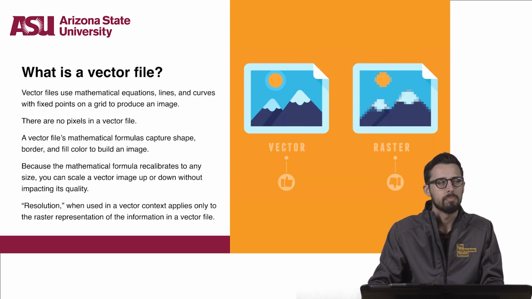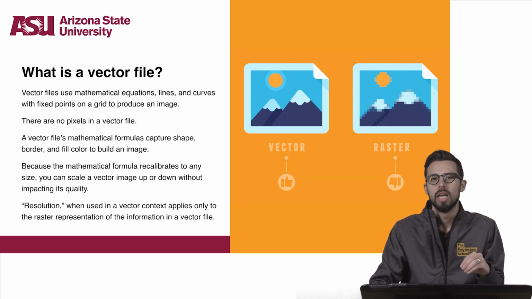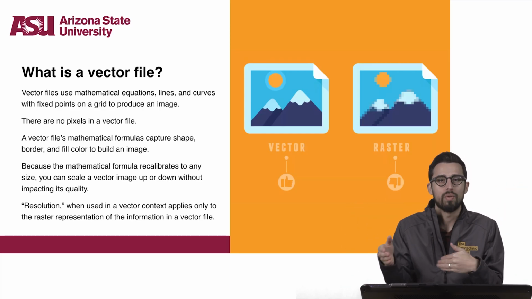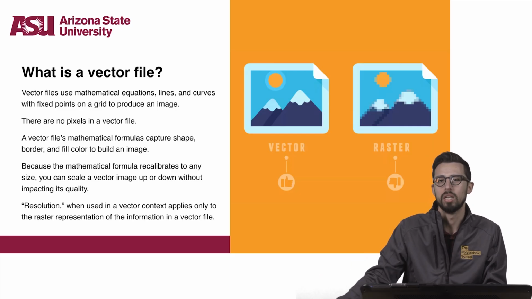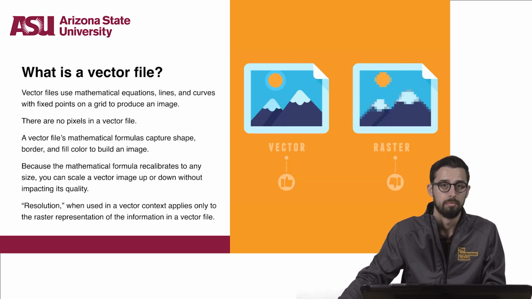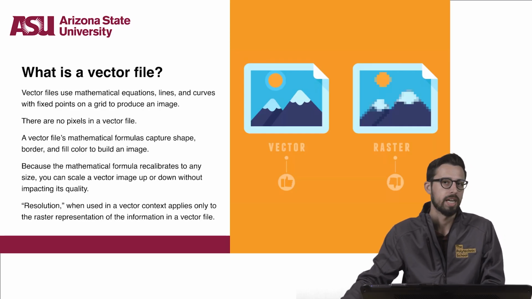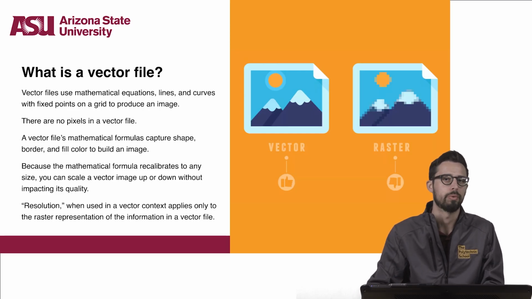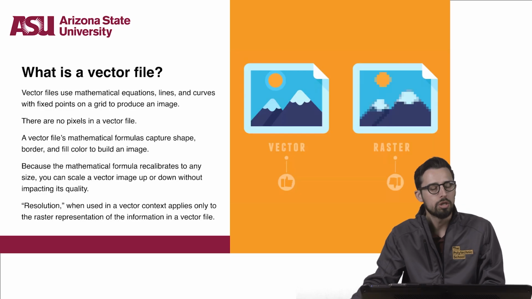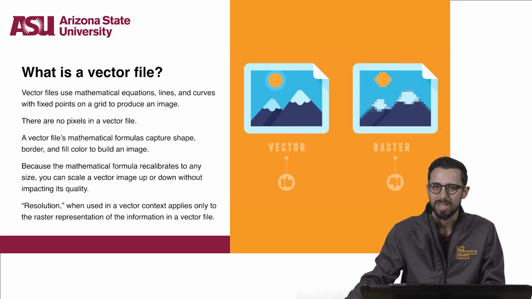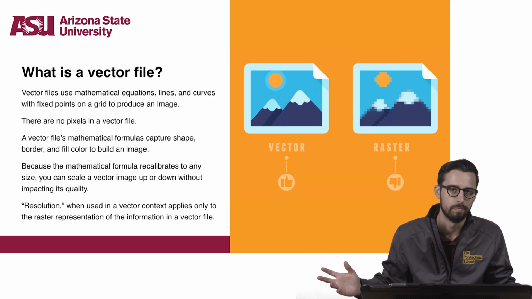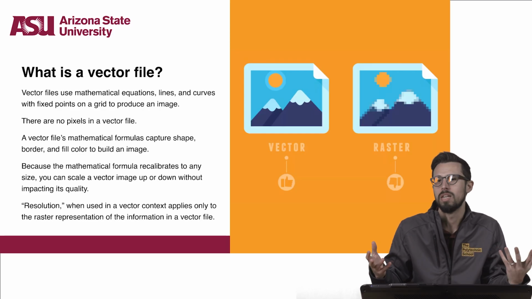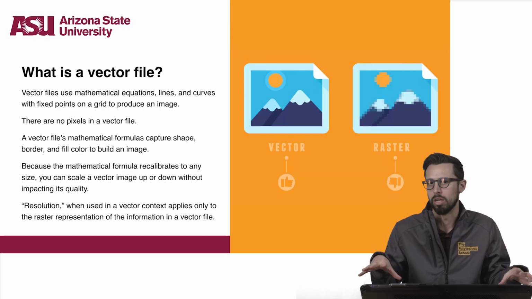But the important thing to keep in mind here is that the word resolution applies only to the raster representation of the information in a vector file, particularly. If your vector drawing is a perfect rectangle, its output will always be a perfect rectangle, whether it is on a postage stamp or as big as the side of a building. It's never going to get pixelated because it didn't have any pixels to begin with, only drawing instructions. That's it.